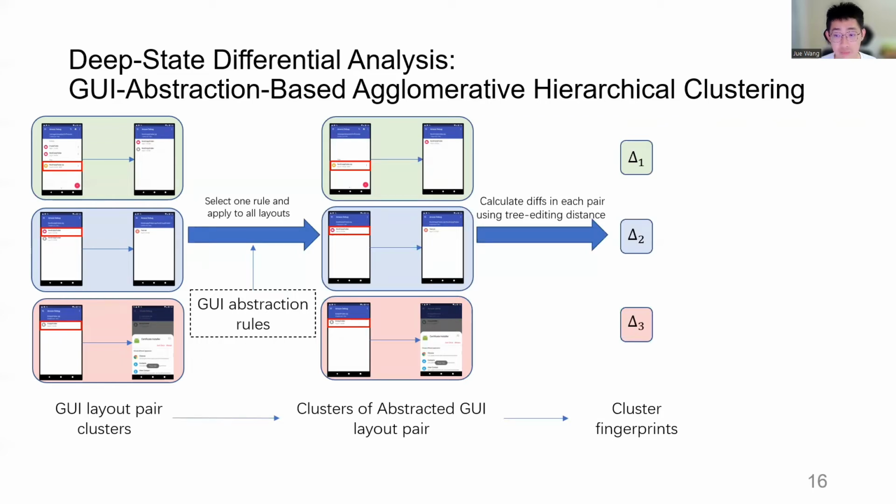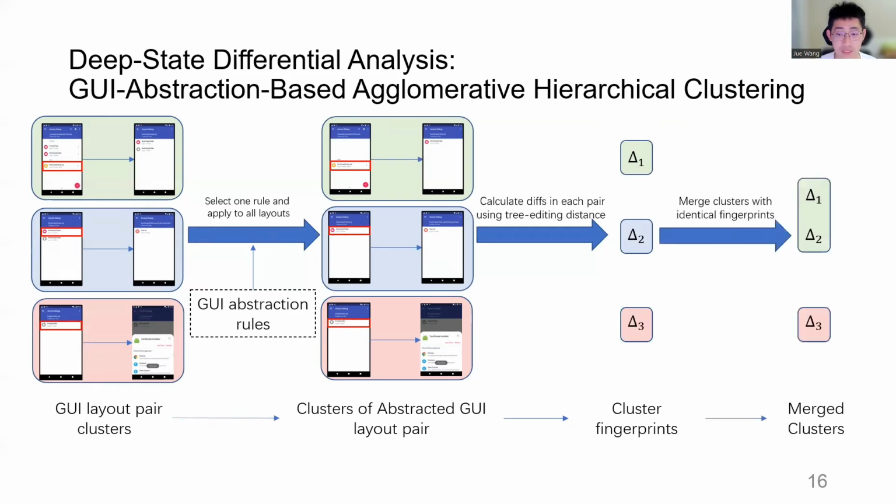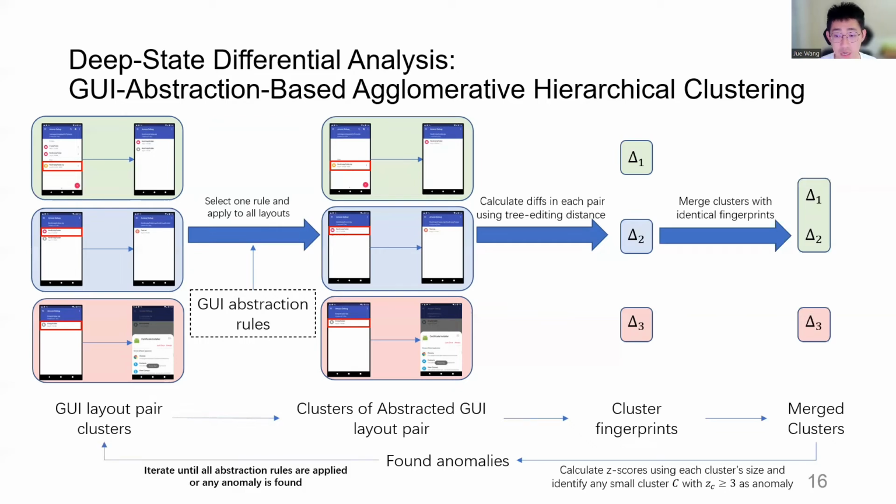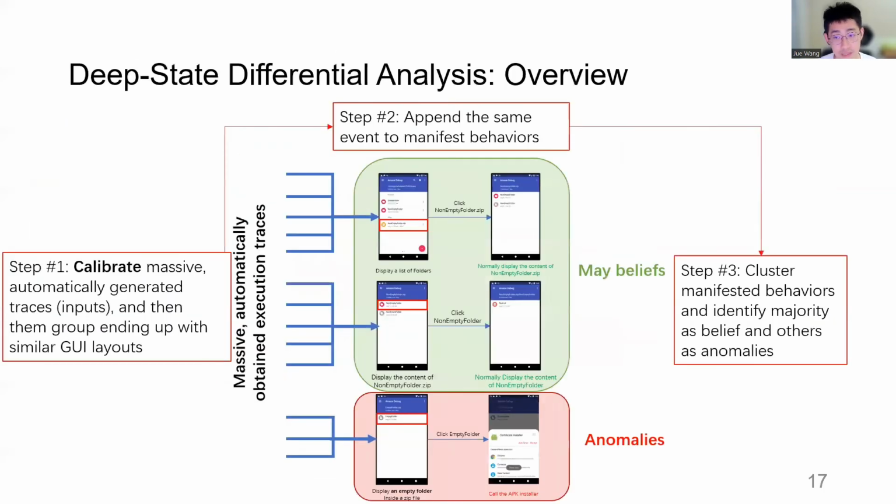Such fingerprints enable us to focus on the instantaneous rate of change and ignore the accumulated non-determinism over execution, just like the first-order differential of continuous functions. Clusters with identical fingerprints are then merged. After one round of GUI abstraction and cluster merging, our approach calculates anomaly scores using each cluster size and identifies any small clusters with a score larger than 3 as anomalies. Such a hierarchical clustering process iterates until all abstraction rules are applied or any anomaly is found. As such, we mitigate this second challenge with such a clustering algorithm.